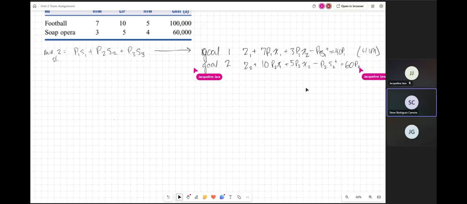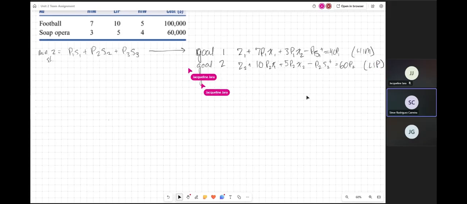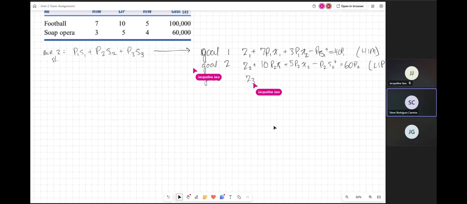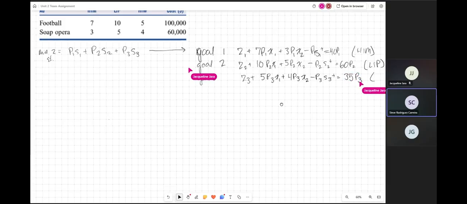And then for goal 3, you would have z3 plus 5P3 x1 plus 4P3 x2 minus P3 S3 plus equals 35P3, and that would be for the high-income women. And then we would use that for our tableau, and we would get an optimal tableau for our goal programming for this problem.